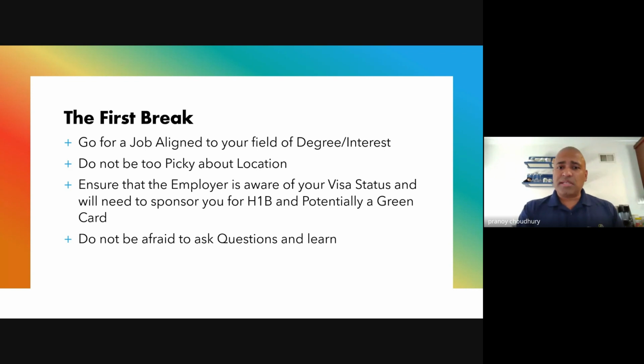So those are the things that you need to look into, and you need to be very cognizant and very careful that when you find an employer, make sure you're very clear and they're very clear of your visa status, and you need to get some kind of a written assurance, not verbal, a written assurance that they will file for your H1 and potentially a green card if you do plan to stay here.